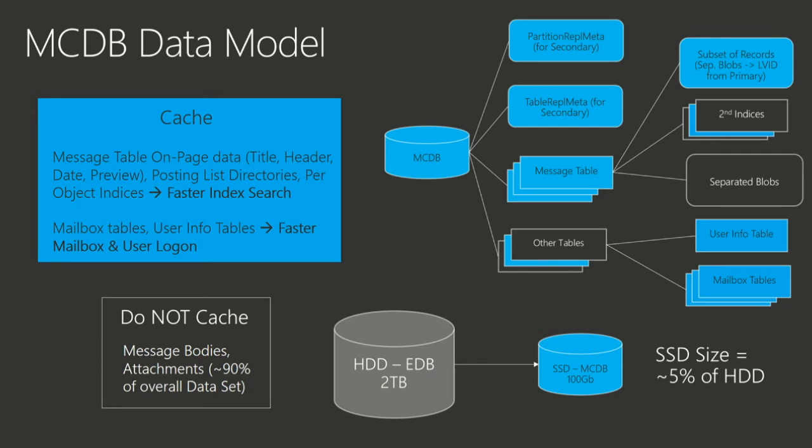They're there to make our mailbox and user logon a much faster scenario. What we don't cache is the 90% of the message bodies and the attachments that I was talking about. Those scenarios are not high value, so we still leave them on the HDDs. So when we look at this data, we can see that a very, very small percentage of SSDs can help us decrease the latency for these scenarios. We generally have a 100 gig MCDB for a 2 terabyte database, so it's about 5%.